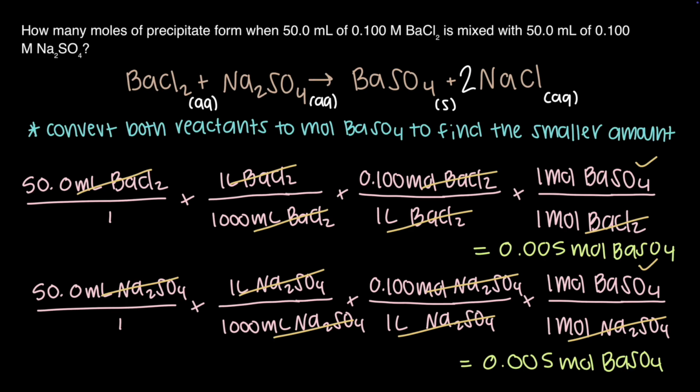For every problem that has more than one reactant, we still want to treat it as a limiting reactant problem just in case. The answer will be 0.005 moles of BaSO4.